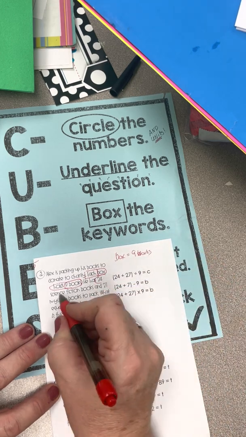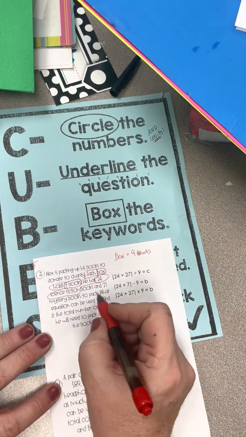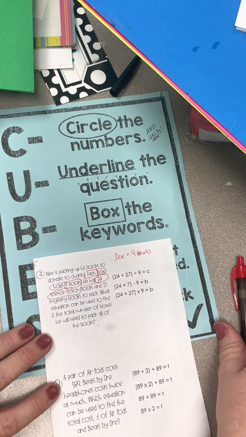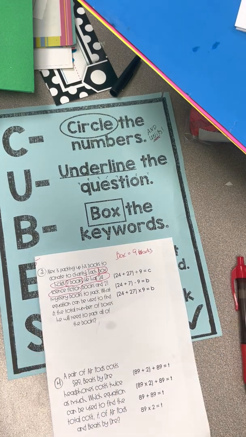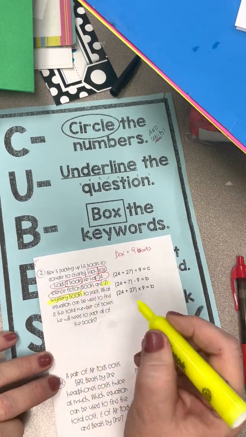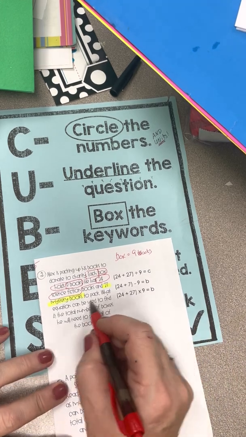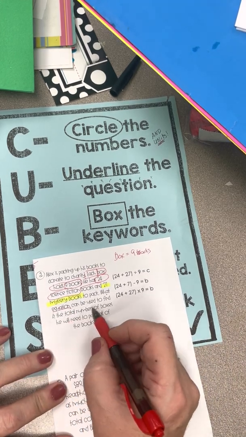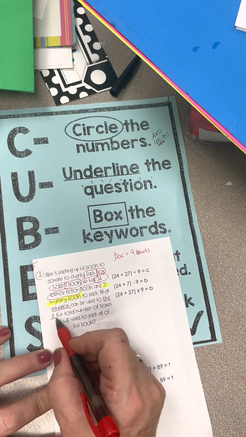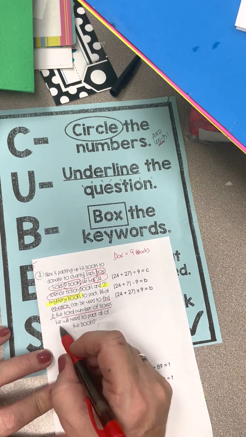He has 24 science fiction. Might be easier even to use different colors. You could use a highlighter. Okay, 27 mystery, 24 science fiction. And we're trying to find the equation that can answer this question. Find B, the total number of boxes he will need.